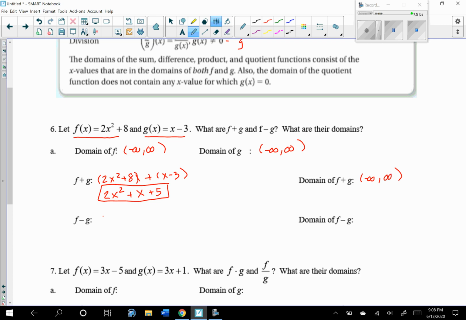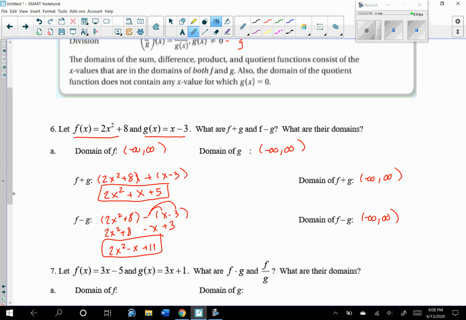Now if I do f of x minus g of x, when you have the minus there, don't forget to distribute the negative sign to both those terms. So 2x squared plus 8 minus x plus 3. Combine like terms, so 2x squared. And here we have, oops, I didn't mean to write 8x, just 8. So here we have like terms with the 8 and the 3, not the x, so minus x, and then 8 plus 3 is 11. And that's our new function. Again, no red flag, so negative infinity to infinity.